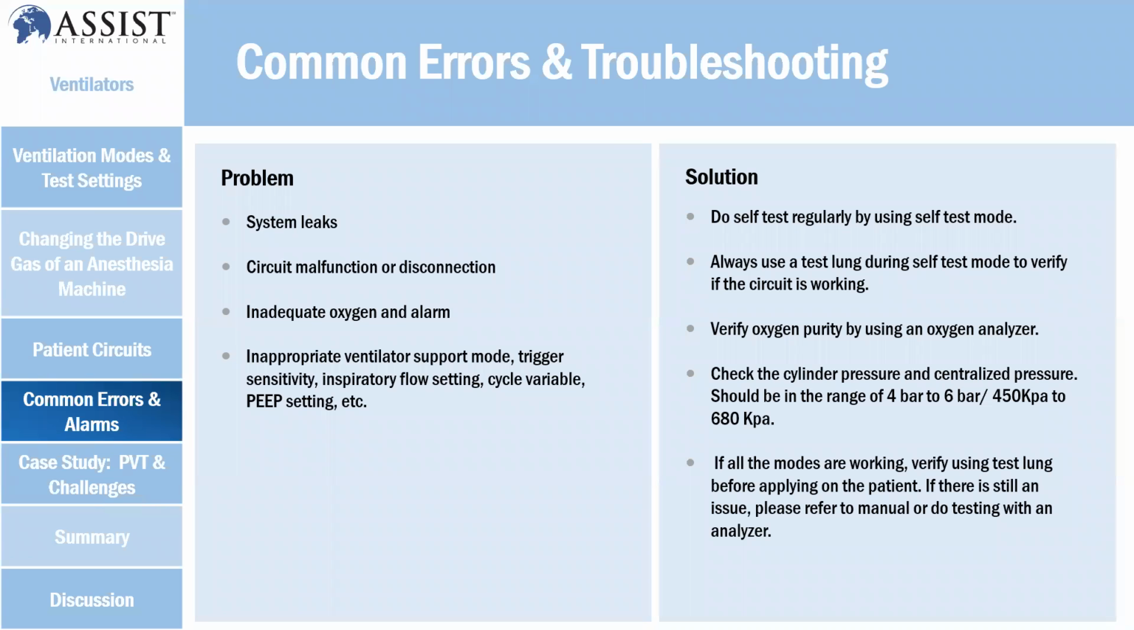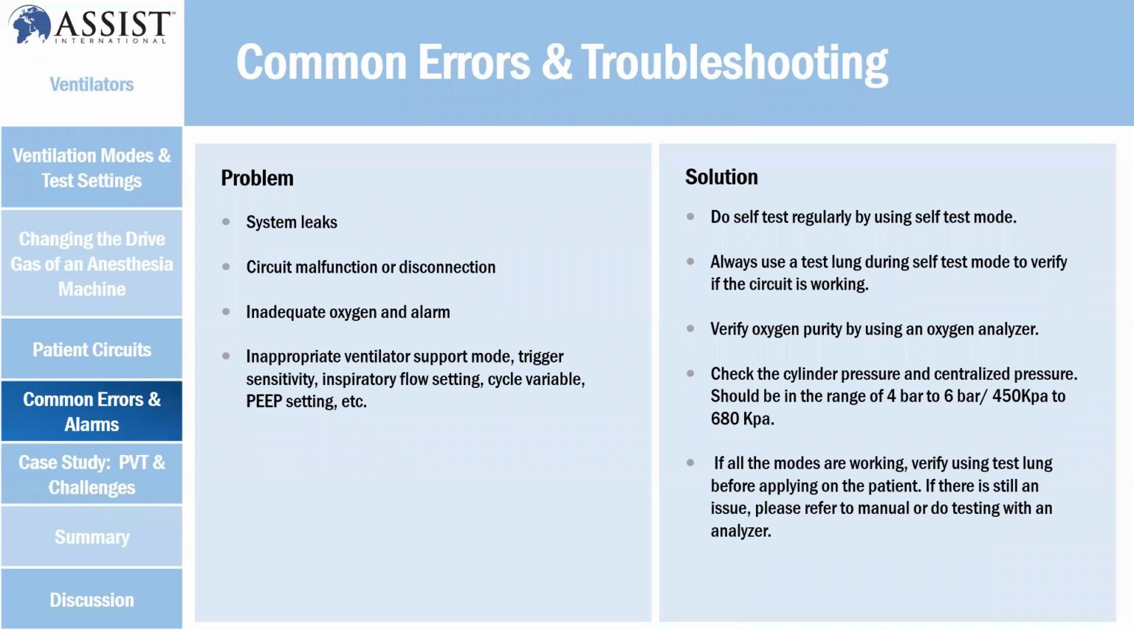Verify oxygen purity by using an oxygen analyzer. With the ventilator, you can see the oxygen output, but at the same time, always verify that your centralized system is working properly. Because I saw a certain place that I visited, the user said the oxygen was 99, but you ended up getting 78% on the centralized system. So it's better to have an oxygen analyzer to verify the output as well. And check the cylinder pressure.